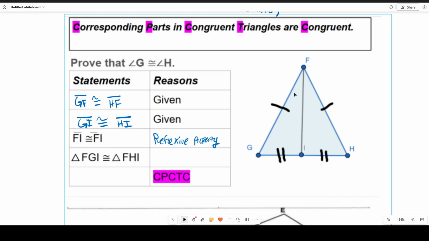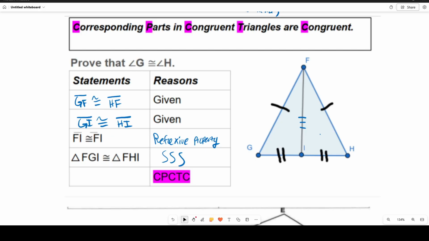Let's look at FI. FI is this one right here. Well, yeah, that's true that FI is equal to itself, but how does that help us? Well, FI is in this triangle on the left, but FI is also in this triangle on the right. So this side FI is actually in both triangles. So when we say this side is congruent to itself, we're actually saying now we have side 1 going to side 2 going to side 3, and the other triangle side 1 into side 2 into side 3. The pattern matches, so we can prove that the two triangles are the same by side, side, side.